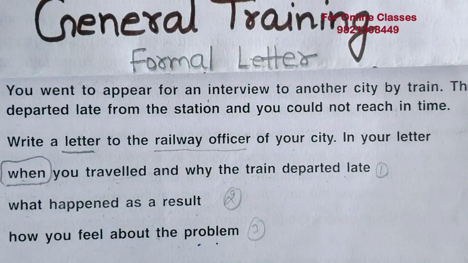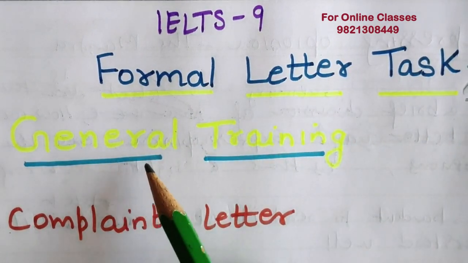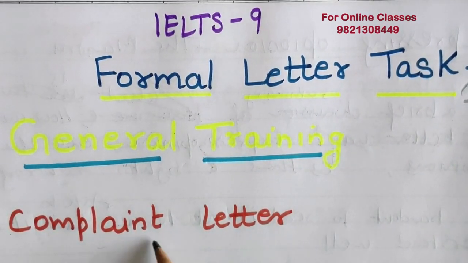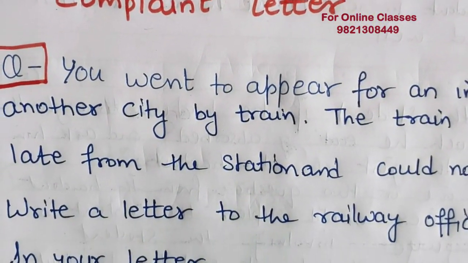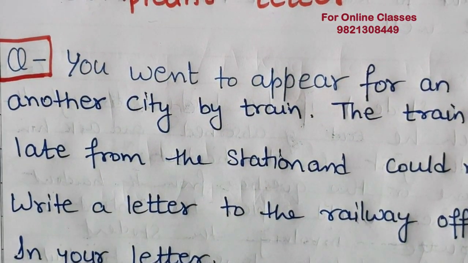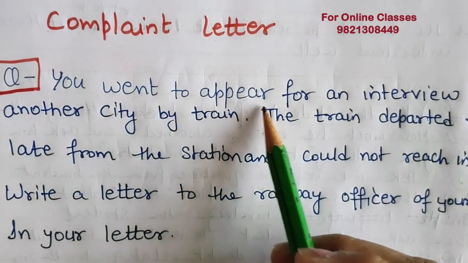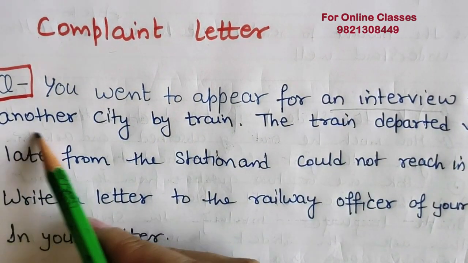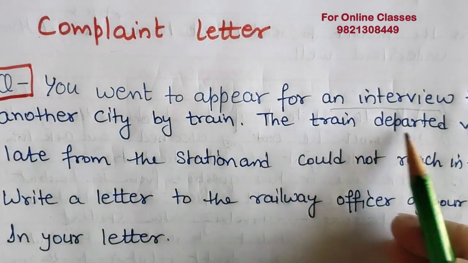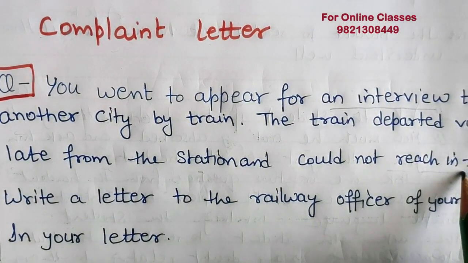Let's go to the notes. Okay, formal letter, task 1, that is from General Training. This letter is a complaint letter. Let's go to the letter. Okay, now the letter says you went to appear for an interview. Of course you were going for an interview to another city by train. The train departed very late from the station and you could not reach in time.